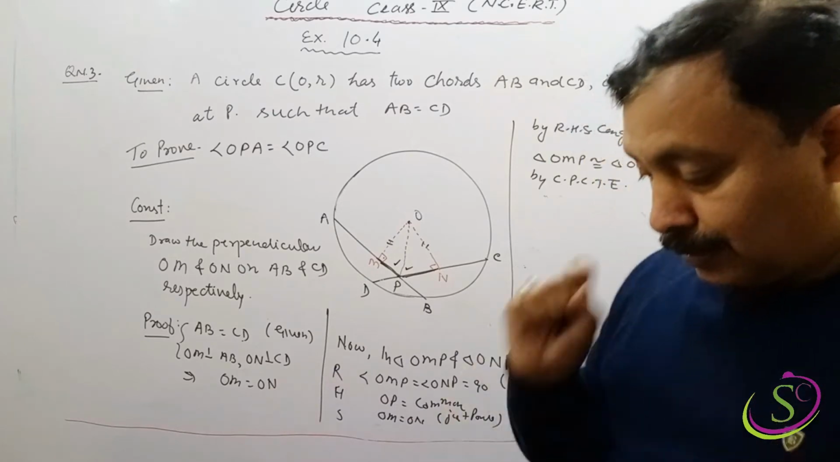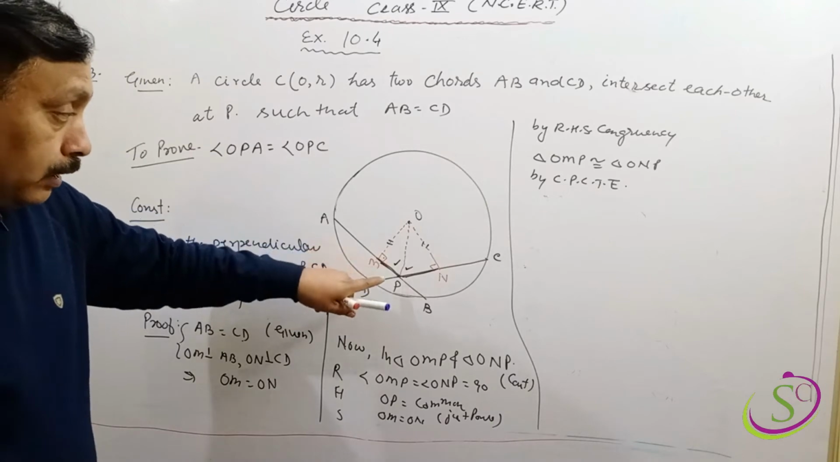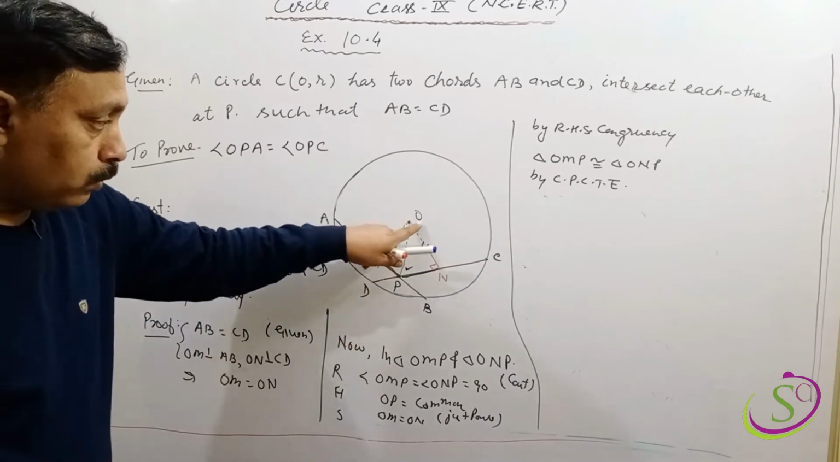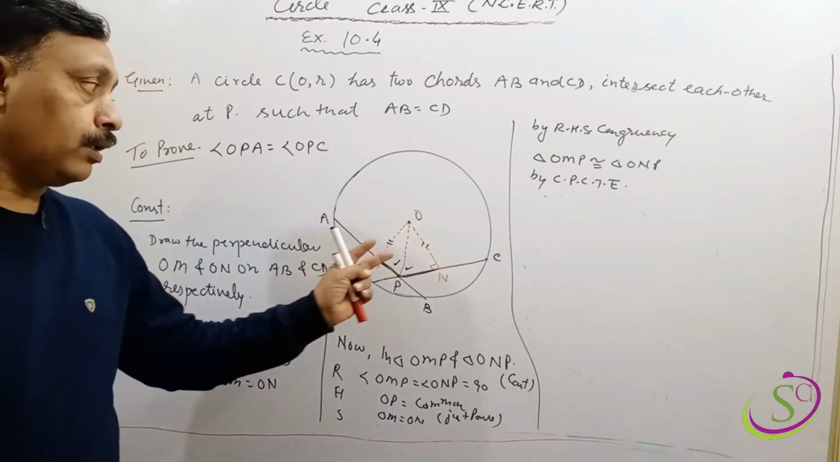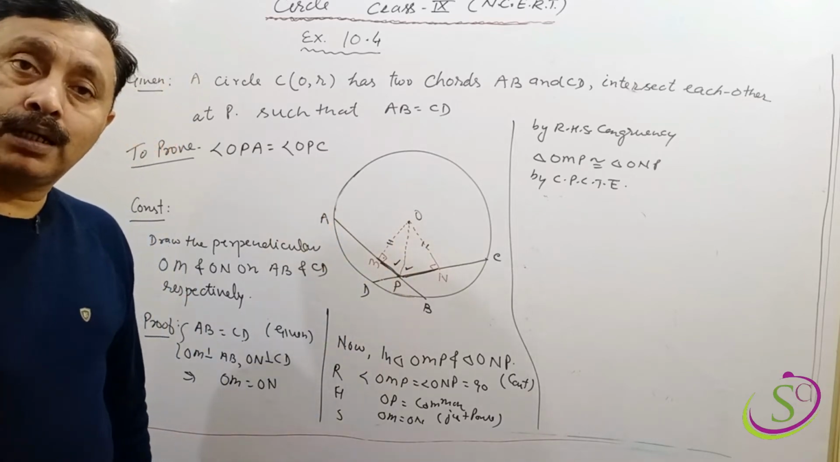Clear? Similar to the previous question, triangle OMP and triangle ONP, these two triangles are congruent. How?